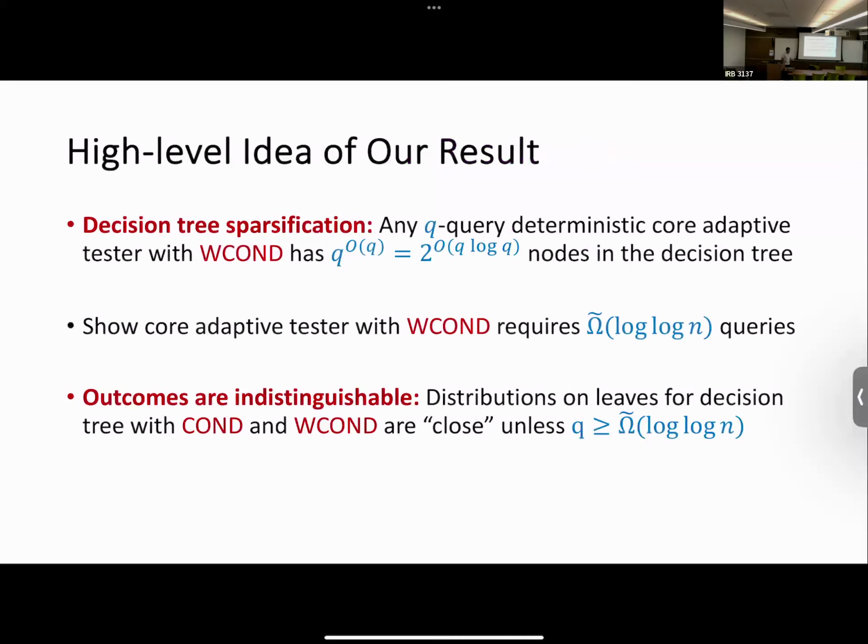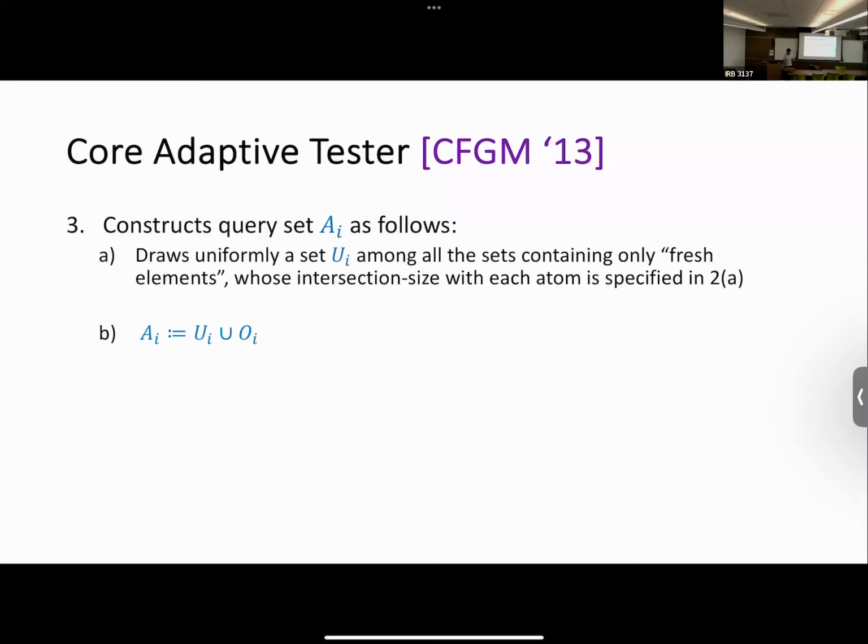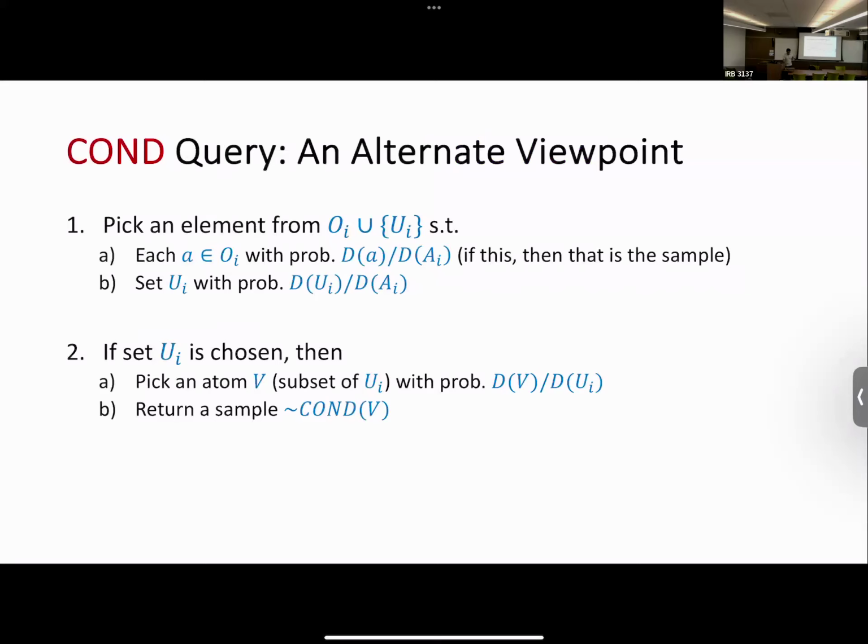Okay, so is this high level picture clear? Okay, so then let me go slightly more into it. Okay, so let me actually skip this part.